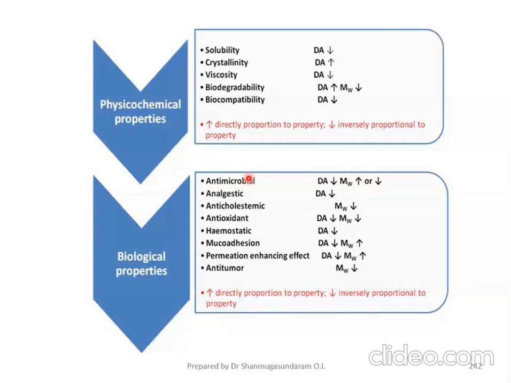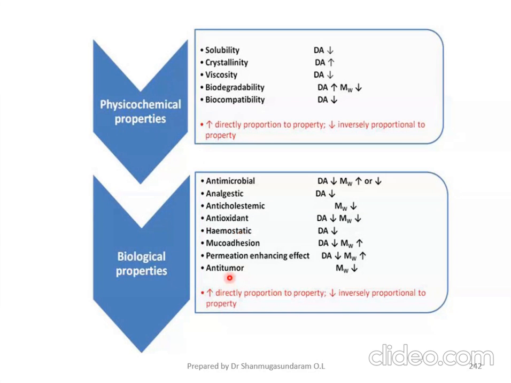So antioxidant, then hemostatic. Hemostatic means if the blood comes out, it will stop the blood immediately. It will clot the blood. So whenever a person has met with a heavy injury, and a huge amount of blood is coming out, when you apply this chitosan polymer, this polymer will stop the bleeding immediately by clotting the blood. How does it stop the blood? The blood will clot immediately.